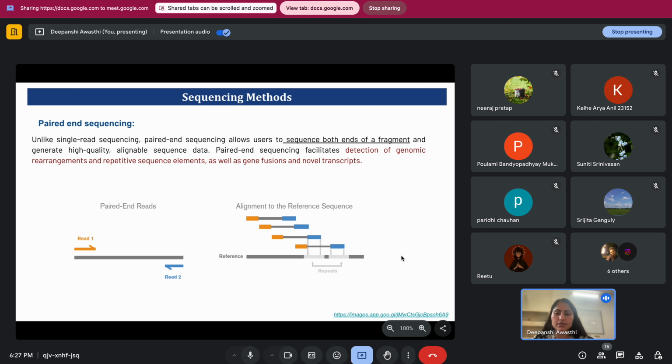That is one of the advantages of paired end sequencing, and it would also help you to detect genomic rearrangements or repetitive sequence elements, and you can also look at whether there are some gene fusions, or you can identify novel transcripts with the help of paired end sequencing.